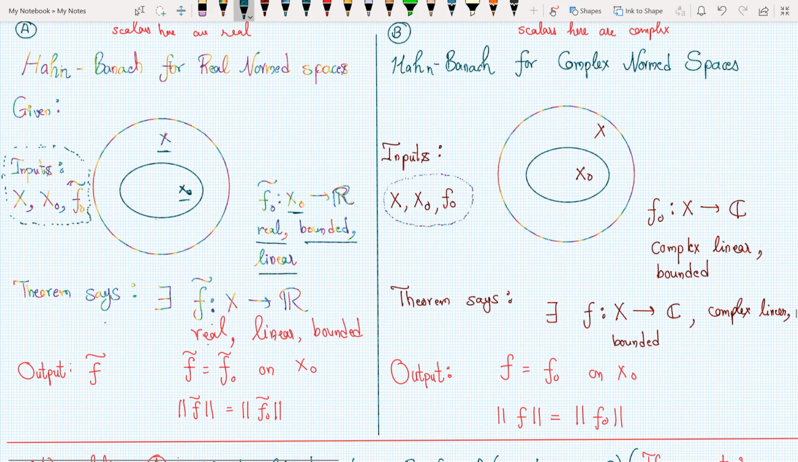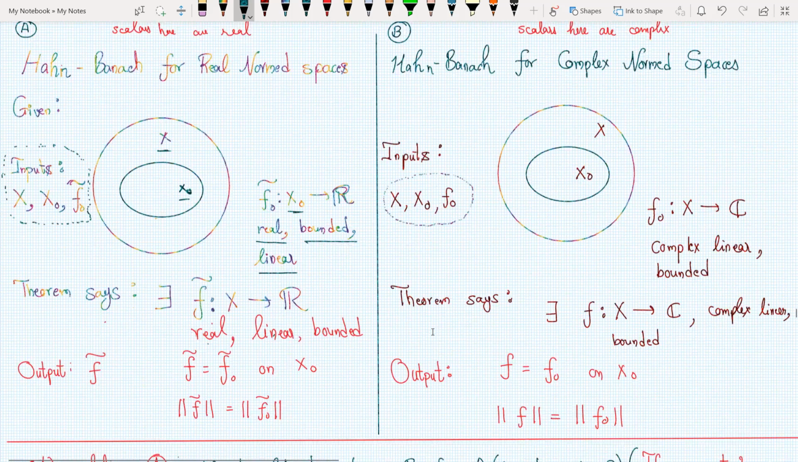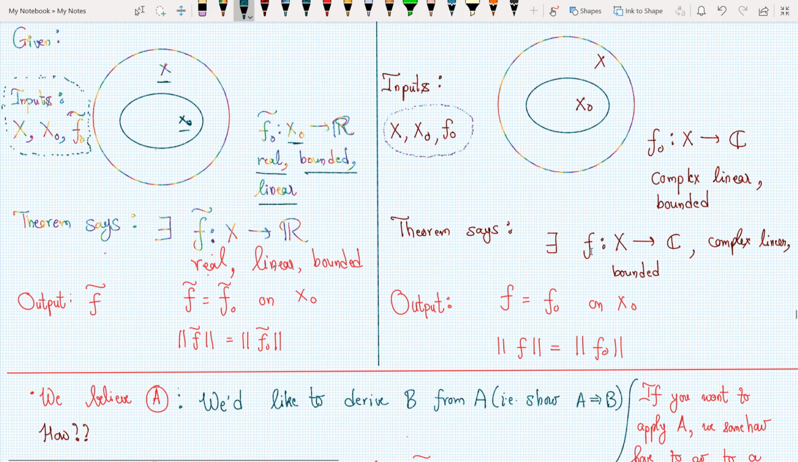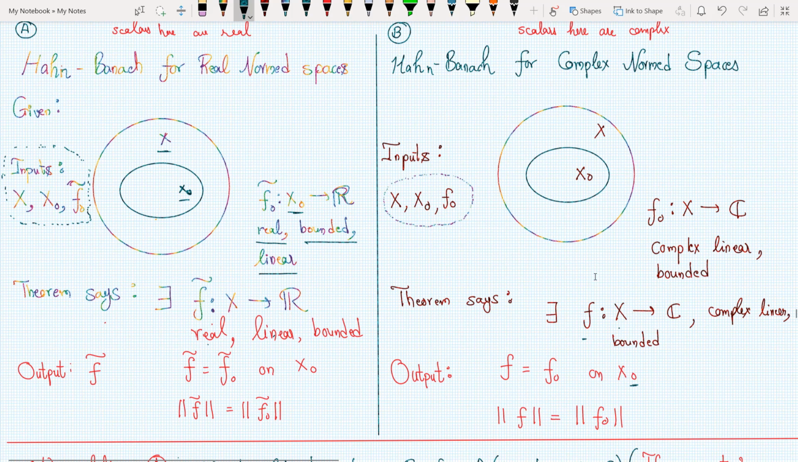So this was my Hahn Banach for real norm spaces. We did it in the previous video. Now what I have in this video is Hahn Banach for complex norm spaces. So the setting remains the same: there is a space capital X, a complex norm space, and X naught is a proper subspace of X. F naught is a functional defined from X naught to complex numbers, and F naught is complex linear and bounded. And now what the theorem says is that there exists an F from X to the set of complex numbers such that this F is complex linear, it is bounded, and F is equal to F naught on X naught, the same thing being written here in a more informal way, and that the norms are equal. So that is what we need to do. That's the scenario.